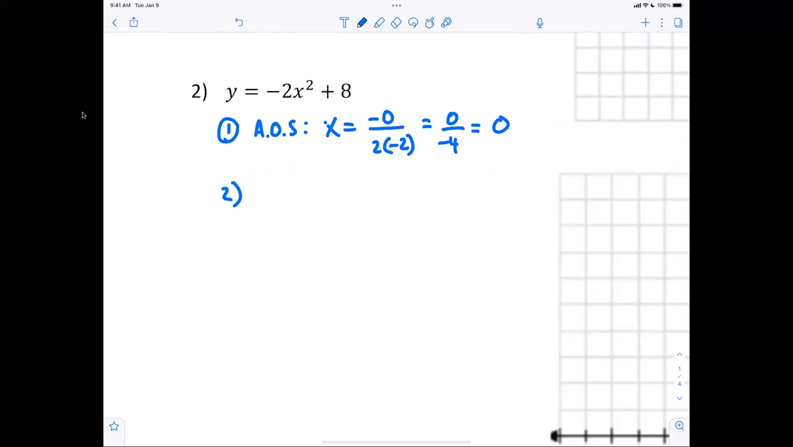Now your vertex. Y equals negative 2 parentheses 0 squared plus 8 equals what? What does that equal? 8. The reason why it equals 8 is because 0 squared is 0 times negative 2 is 0. 0 plus 8 is 8. So your vertex is the point (0, 8).